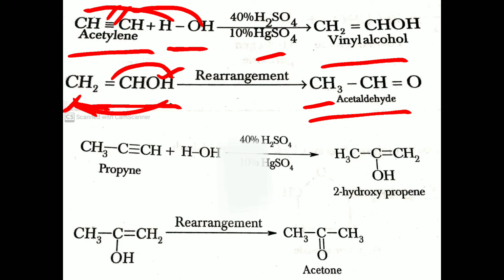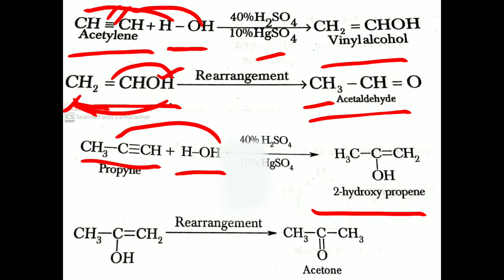Another example is CH3C triple bond CH, that is propyne. When propyne is passed into hot water in presence of 40% H2SO4, that is sulfuric acid, and mercuric sulfate, it undergoes the reaction and we get 2-hydroxypropene. For the formation of this, the OH is attached to this carbon atom, then H reacts with this carbon atom, and the triple bond compound is converted into the double bonded compound to get 2-hydroxypropene.